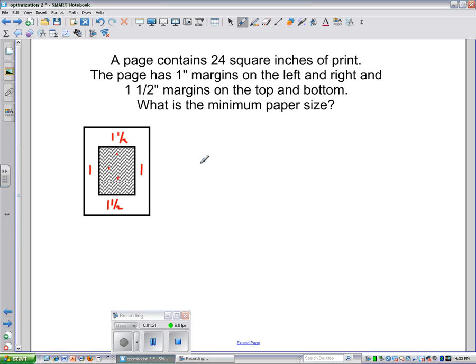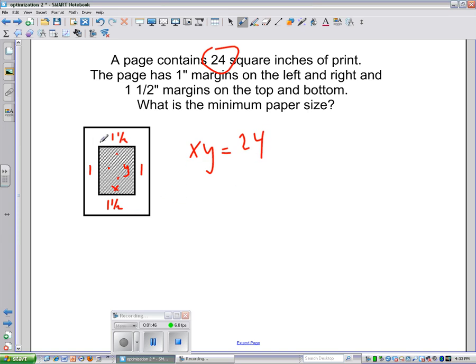Okay, so we're going to have to make ourselves a little equation. We know they've got 24 square inches of print, and that's this part here, but we don't know how wide the print is, so we're going to call that x, nor do we know how tall the print is. So what we know is that the area of the print is 24, so we'll make a little equation, x times y is 24. That's kind of our backup equation that we're going to use.